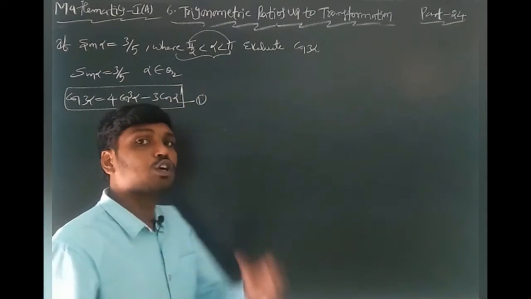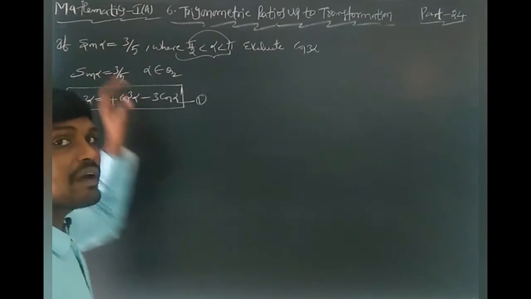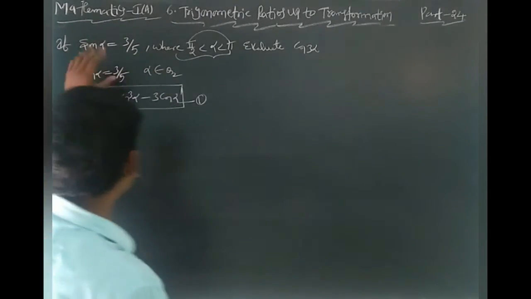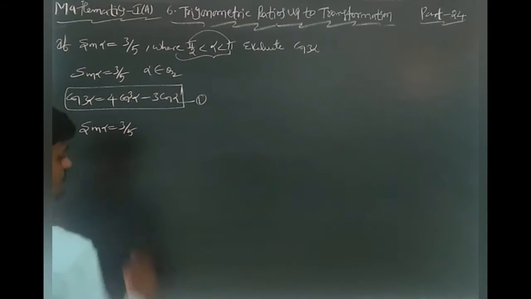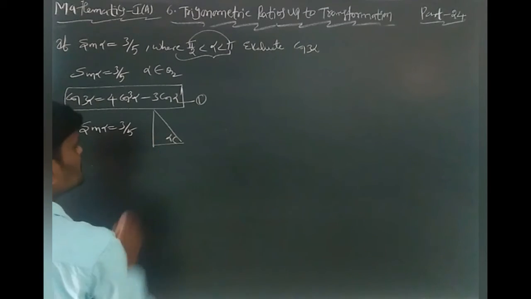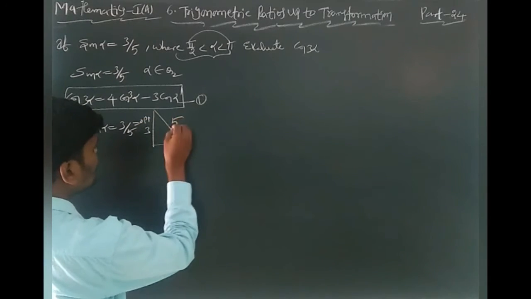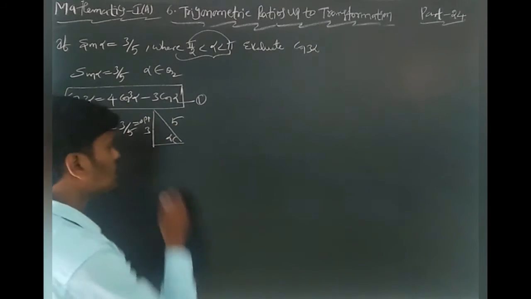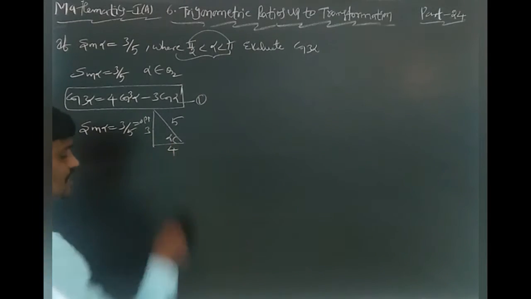In this formula, you can write the cos alpha value. Here you can find cos alpha by using sin alpha, which is equal to 3 by 5. Write down the Pythagoras theorem. Suppose this is alpha, opposite is 3, and the hypotenuse is 5. 5 square is 25, 25 minus 9 is 16, and the square root of 16 is 4. This is the adjacent.